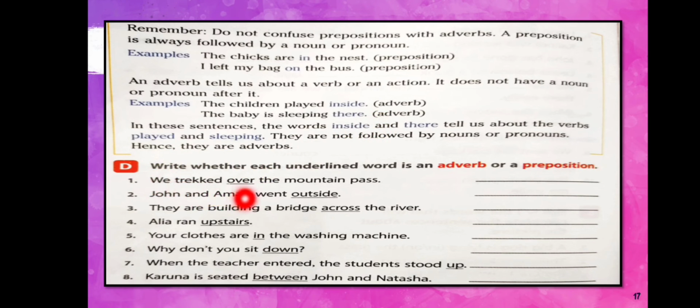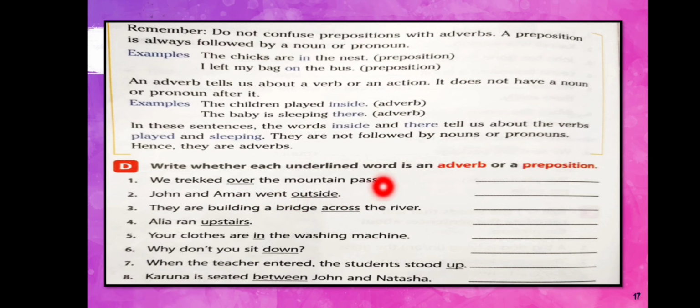Now let us take the exam exercise D. Write whether each underlined word is an adverb or a preposition. We trekked over the mountain pass. See, look at the sentence. Over is a preposition, right? We is a subject, trekked is a verb, and over shows the relationship between trekked and others in the sentence. So over is the preposition.